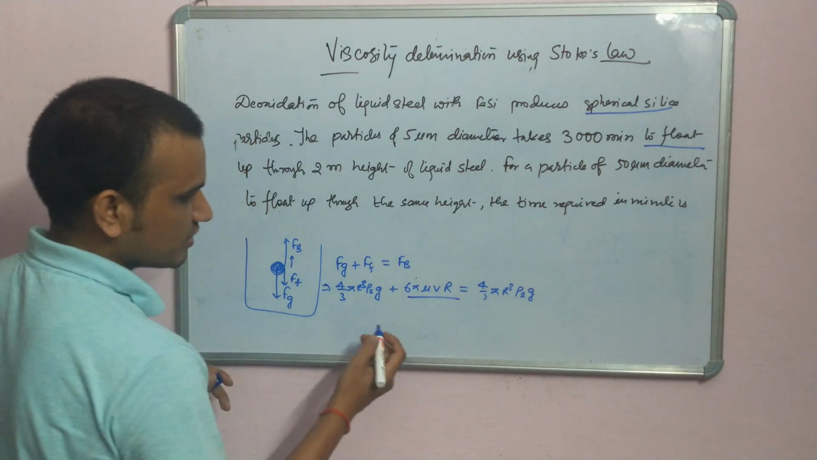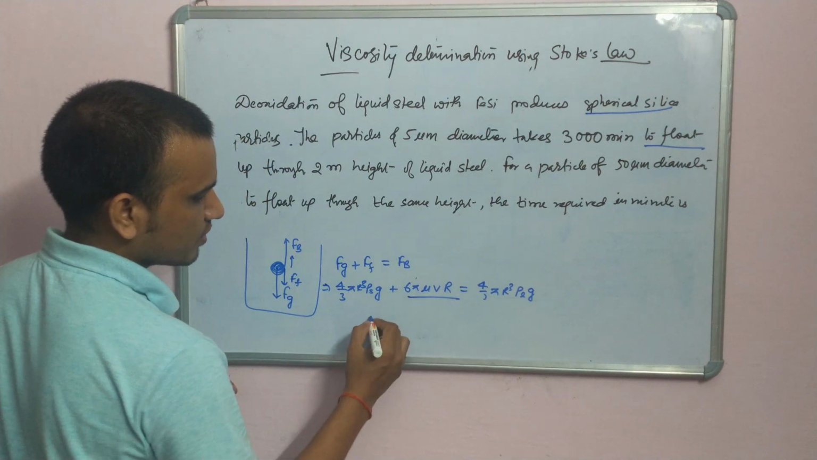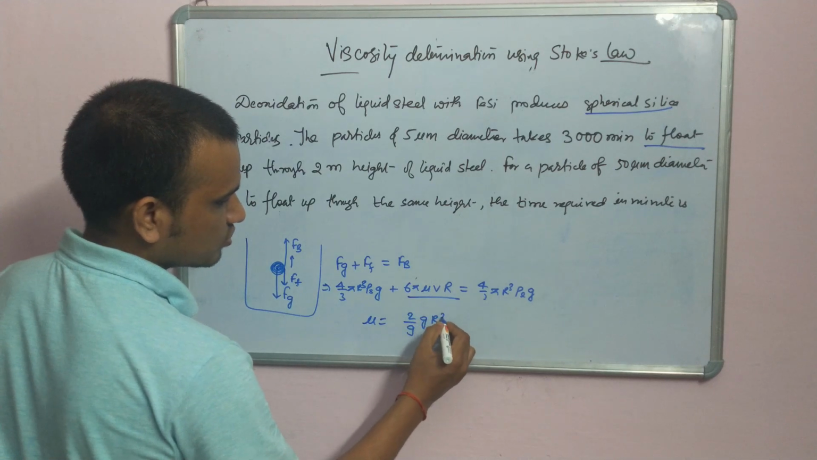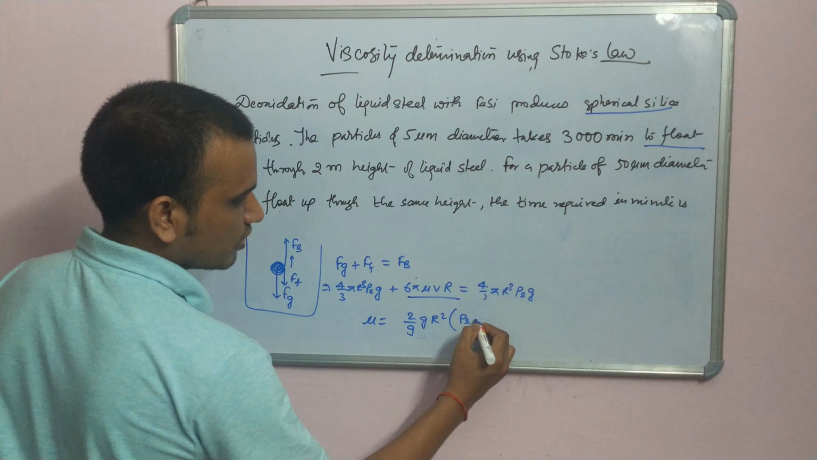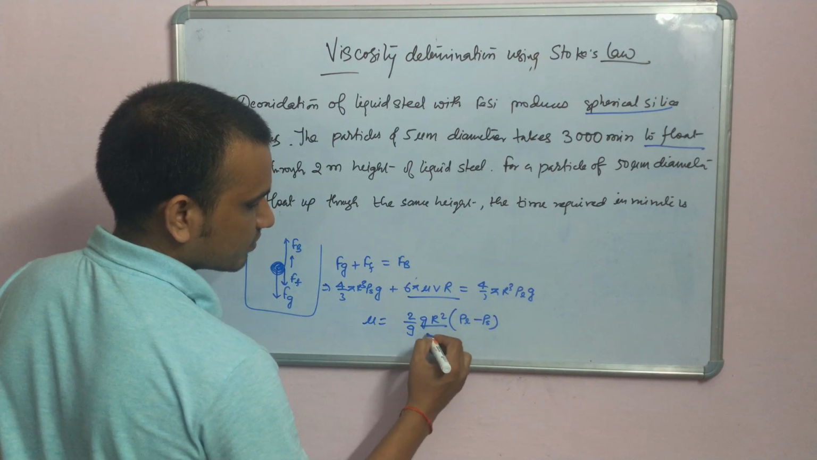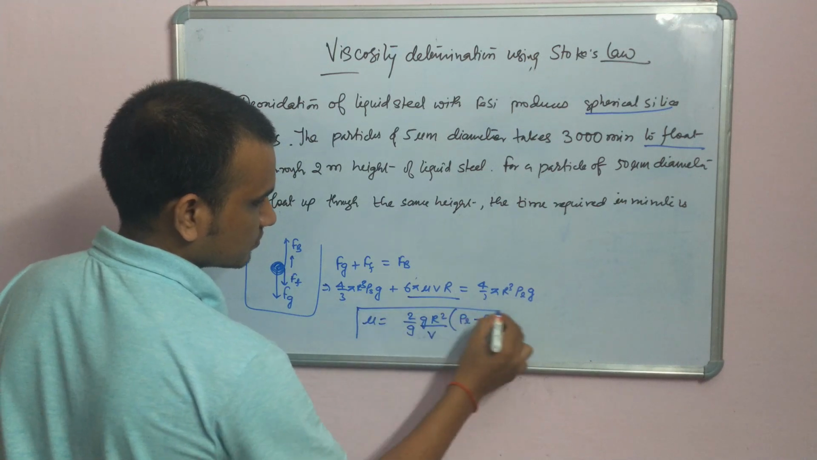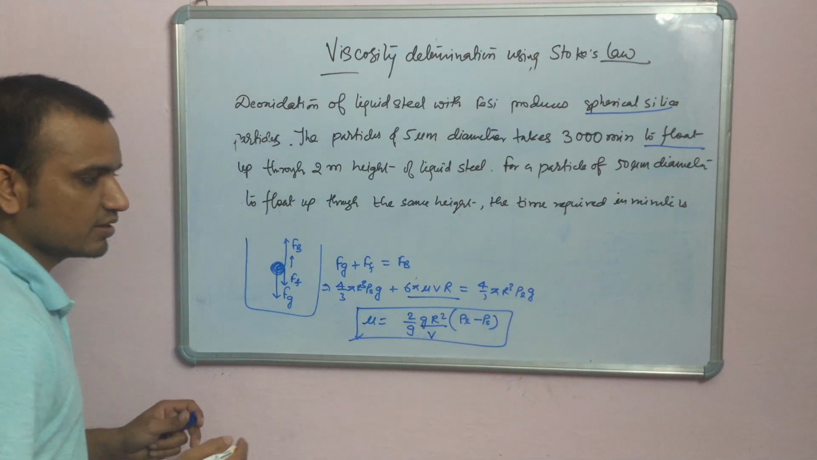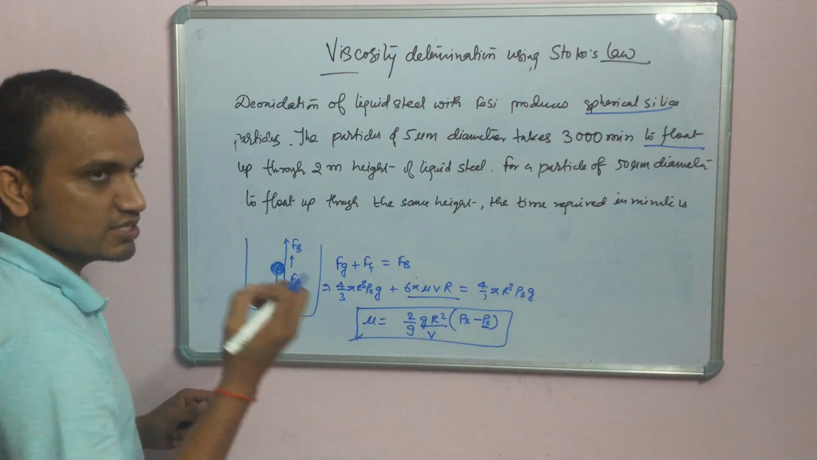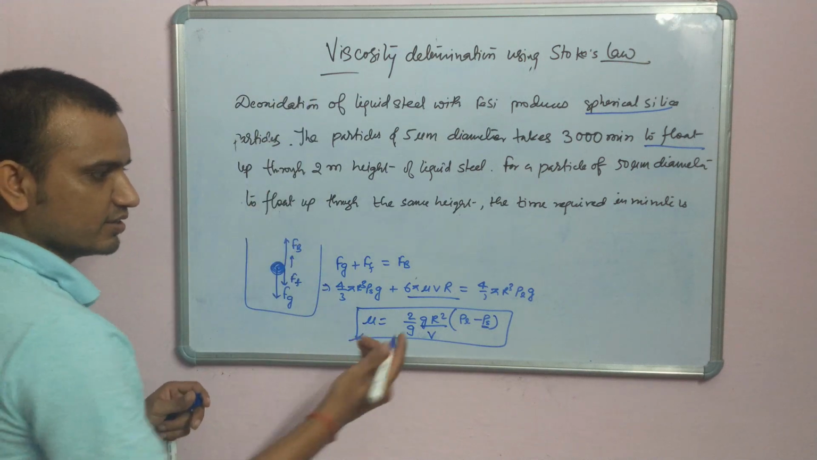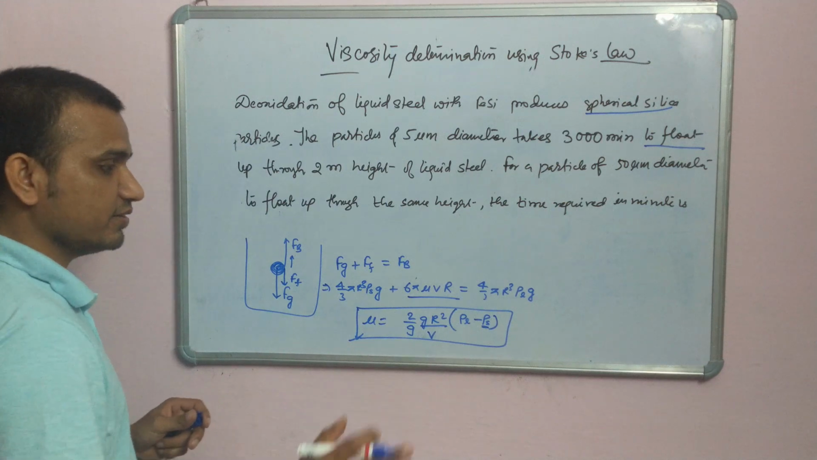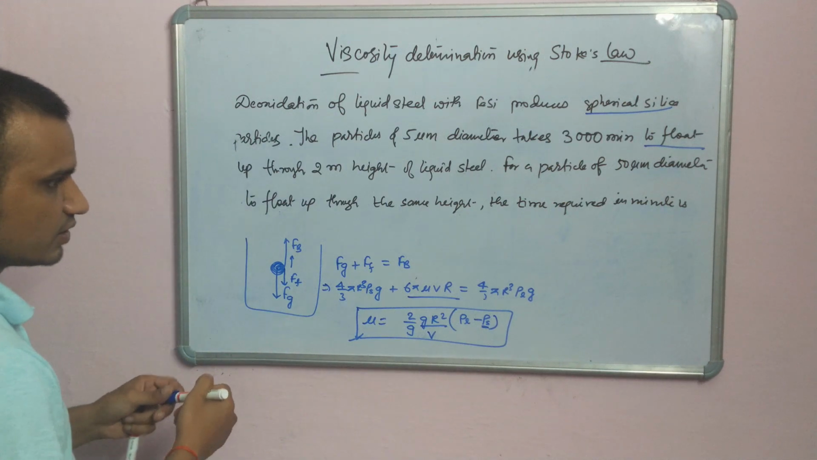The only difference will be once you find this mu, mu will be nothing but 2 by 9 g r square, and here rho of liquid will come first, then rho of solid, divided by V. Because here the density of solid is low, that's why it is floating up. So that's why it comes rho of liquid minus rho of solid. Okay guys?